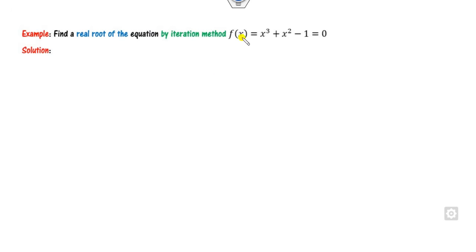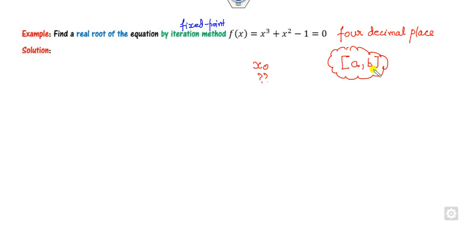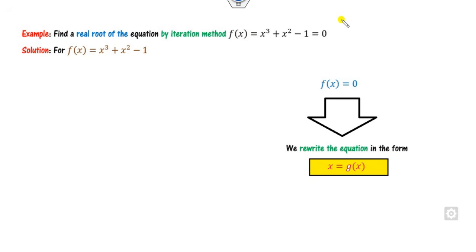Find the real root of this by using the fixed point iteration method. Now you can see how many decimal places you need. It is not given to you, so by default you need to consider 4 decimal places. Again, the interval a comma b or the point x naught is not given to you. So you must first find the interval a comma b, and then we can transform f of x.